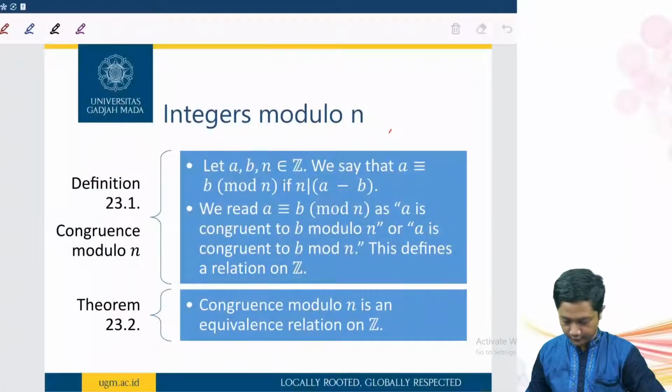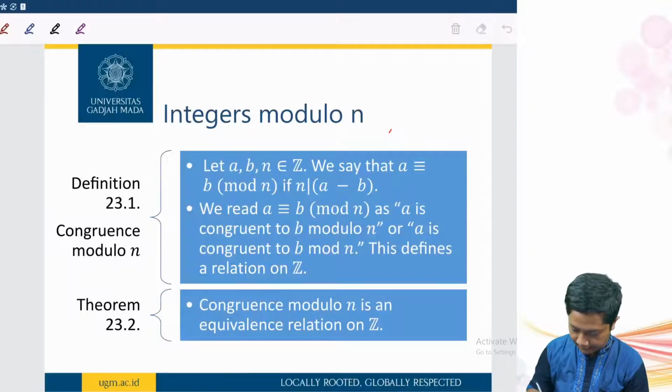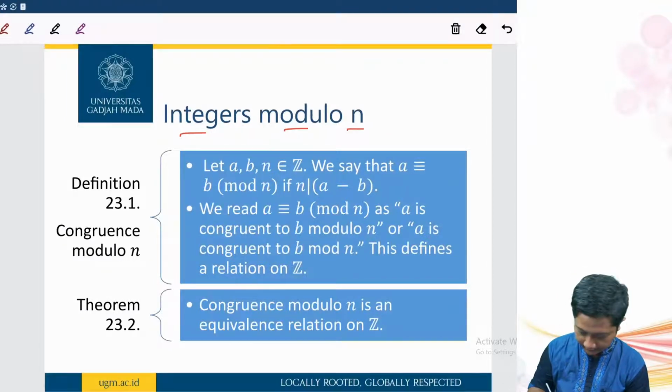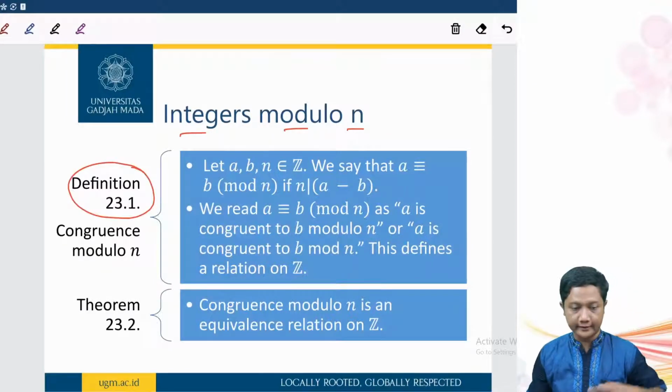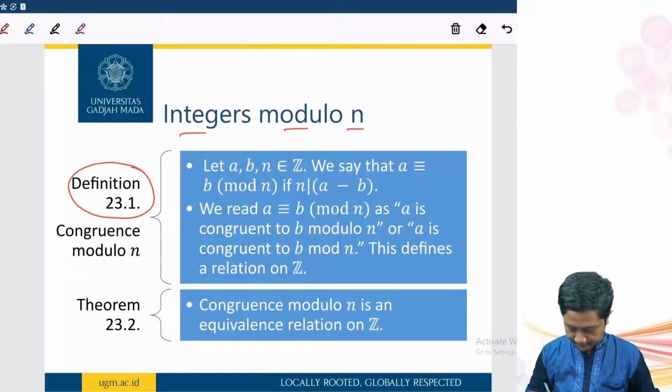In this video, we will discuss integers modulo n. Okay, let's go to the slide. And what is the meaning of integers modulo n? We have this definition first, 23.1. That's the definition of congruence modulo n.